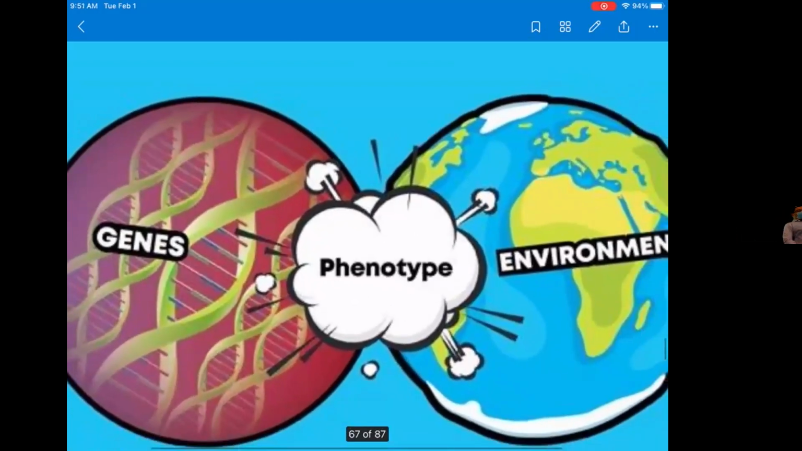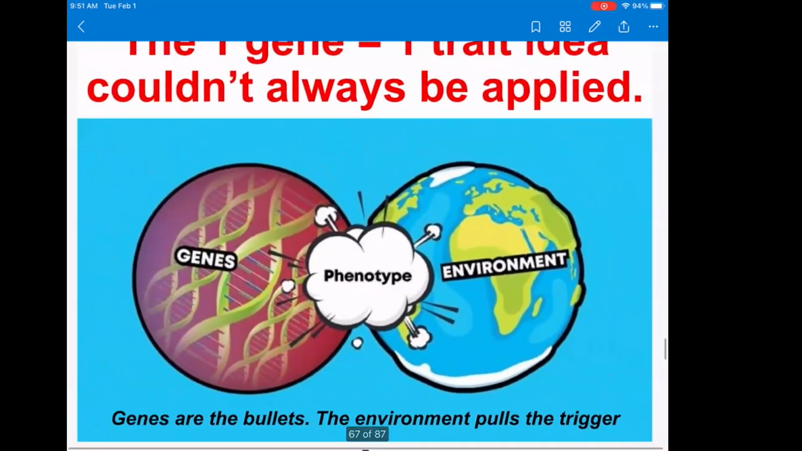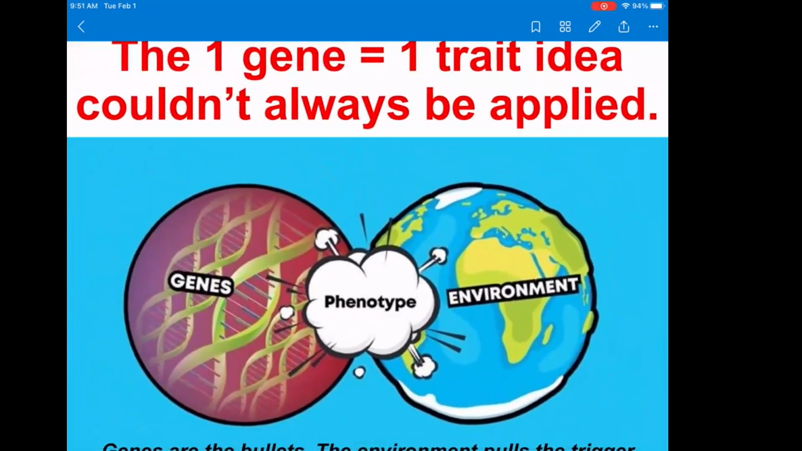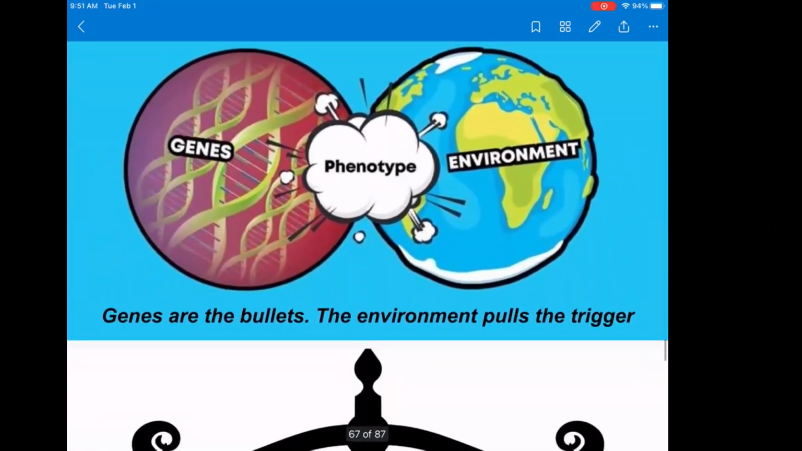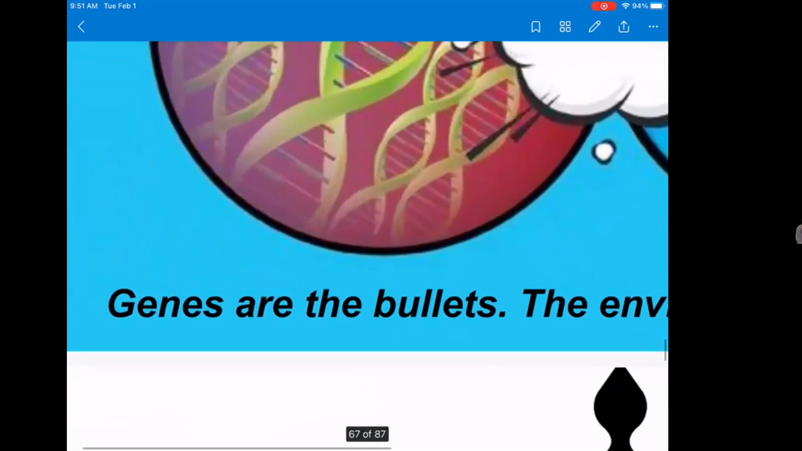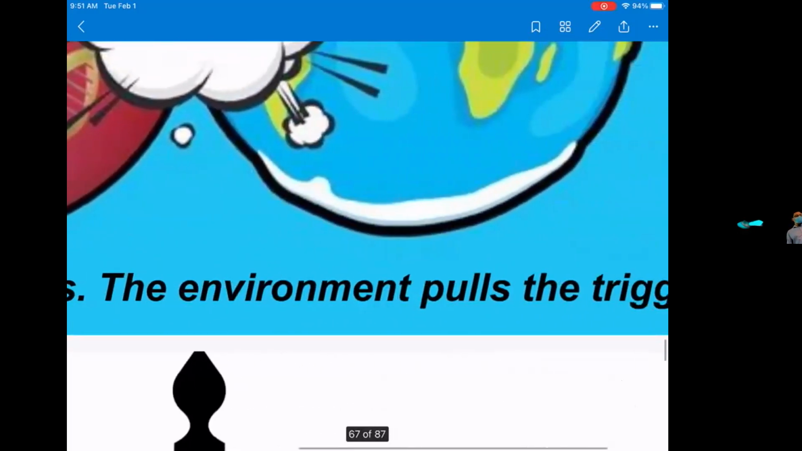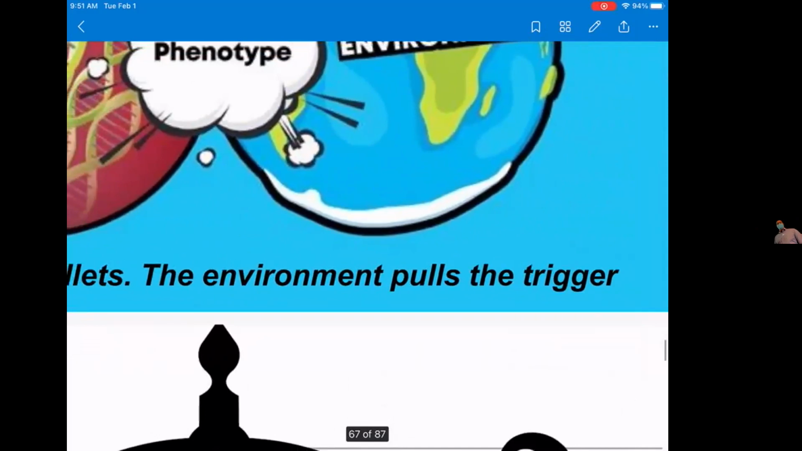But it's oftentimes this collision here. Most genes inside of you need some sort of activating event, whether they are immune genes, stress genes, anything like that. So the quote that my genetics prof always gave was, genes are the bullets, environment pulls the trigger. Not the friendliest example, but I think it gets the principle across.